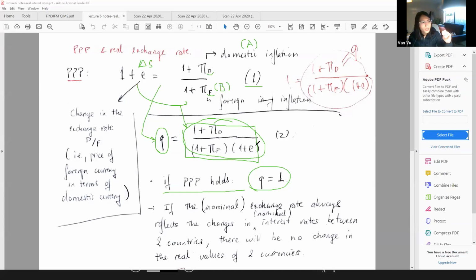Which means that whenever there is a change in the inflation rate, if it is met by a change in the exchange rate, then there is no change in your real exchange rate, okay? So if the nominal exchange rate always reflects the changes in inflation between two countries, then there will be no change in the real values of two currencies, okay? So in this case, the relative values of the two currencies stay the same.